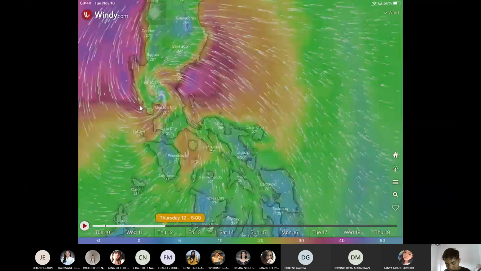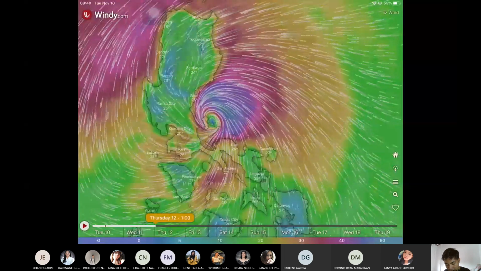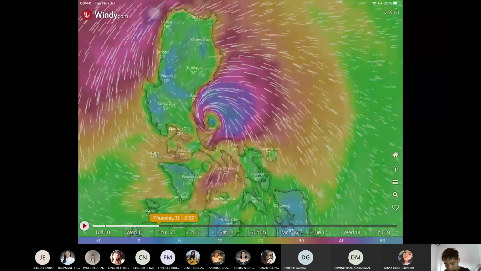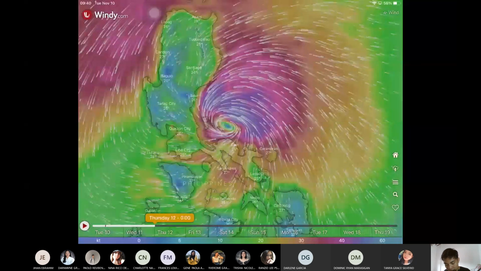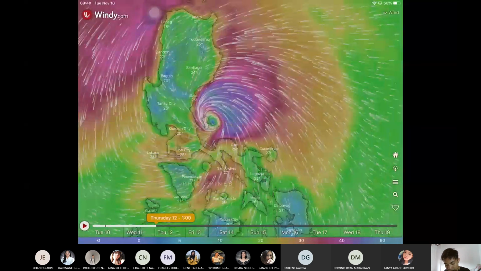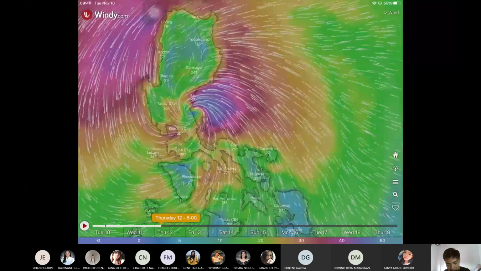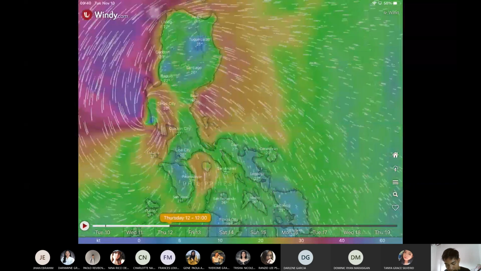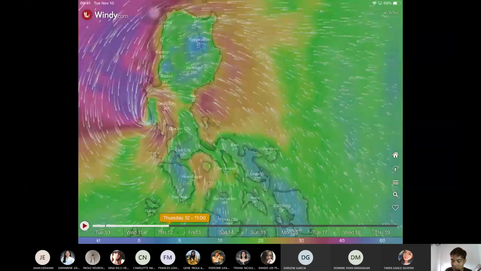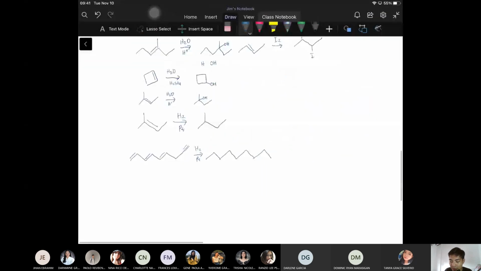So, yung pinsala ng bagyo, mangyayari siya in midnight. Dadaan siya sa Polillo Islands. Nagla-landfall sa alas 5 ng umaga. Then lalabas by alas 12 ng tanghali. Mabilis lang naman, pero mamaya malakas yung ulan eh. So, ingat lang tayo. Okay?